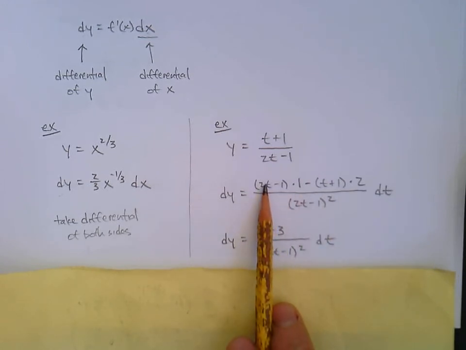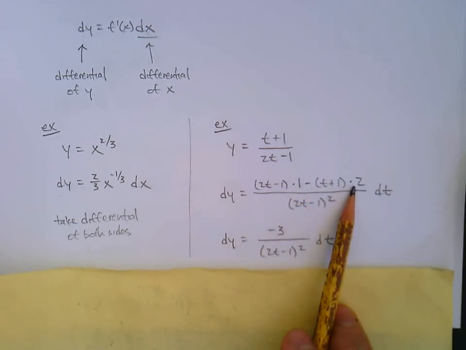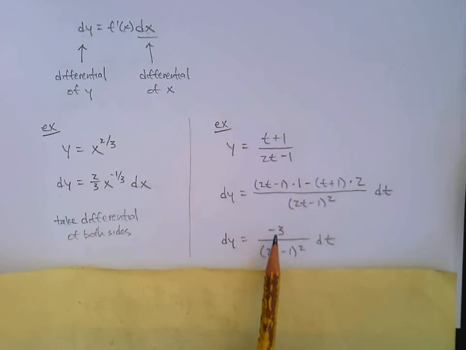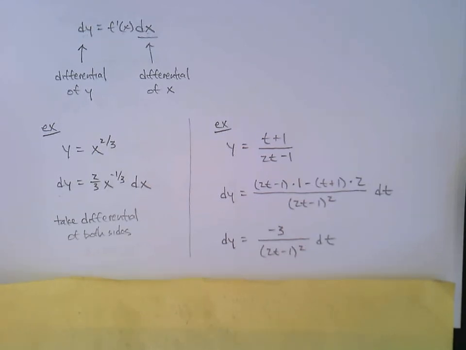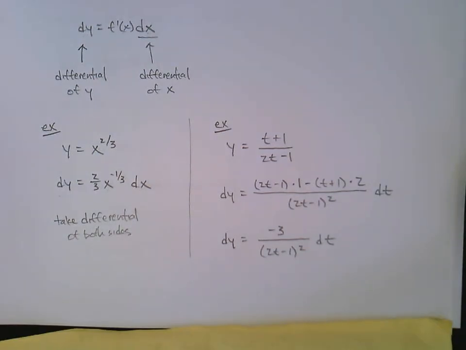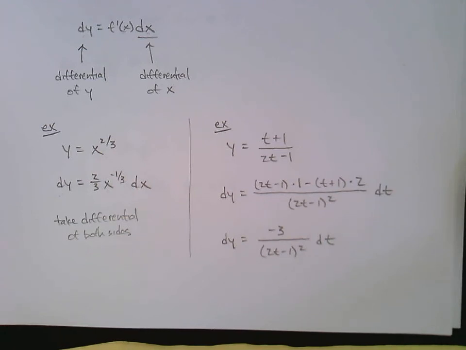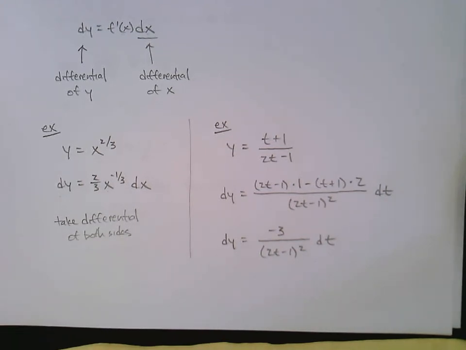Now in this case, that numerator cleans up really well. The t's cancel out and we end up with -3. So why not give you the simplified version as well, since it cleans up so well. The differential of y would equal -3 over quantity 2t minus 1 squared times the differential of t, dt. I'm going to pause this video here. We'll connect this to linear approximations next.